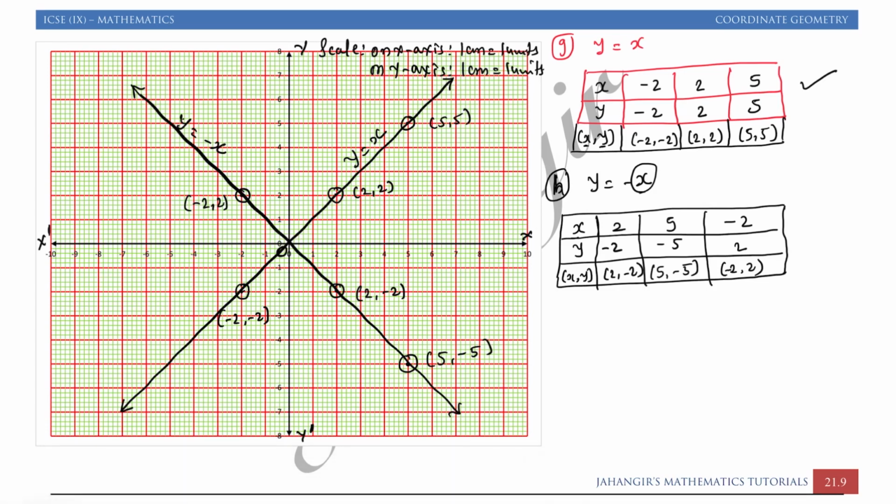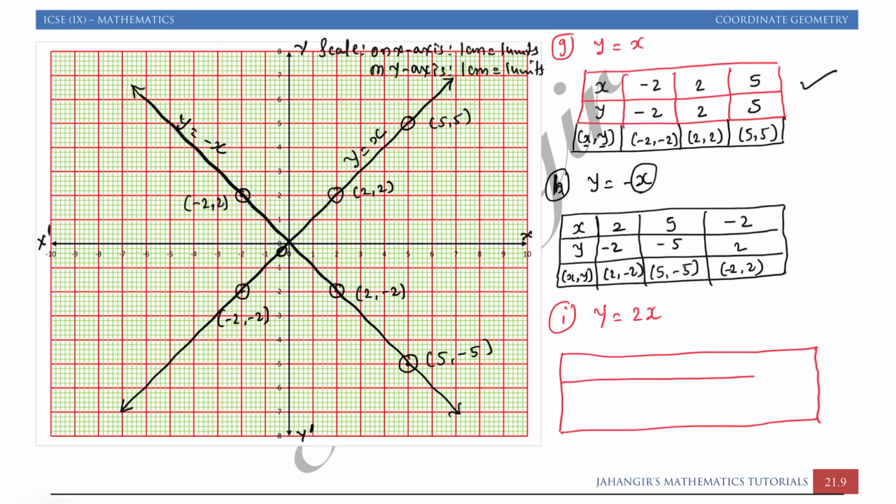Now the third one, it's y is equal to 2x, meaning the value of y is double of x. So let us make a coordinate table in which I can write the x value, y value, and last I will write the coordinate, 1, 2 and 3. X, y, this is x comma y. Take any value of x. I can take 3 first. So if x is 3, then 2 into 3 is 6. Y will become 6, so it will become 3 comma 6.